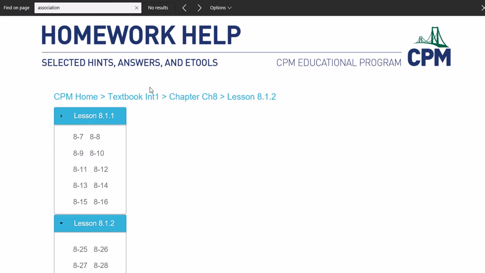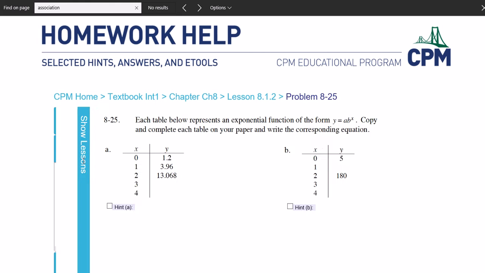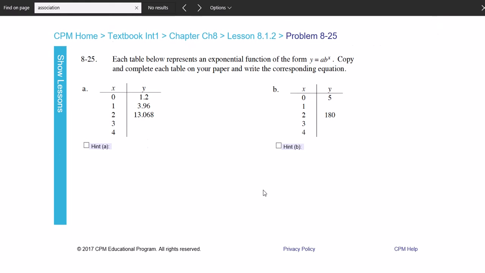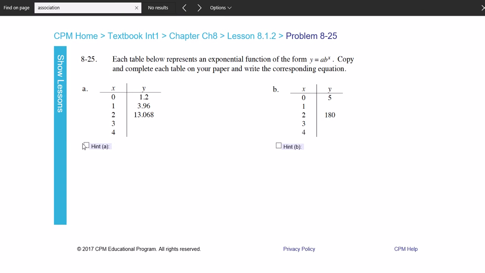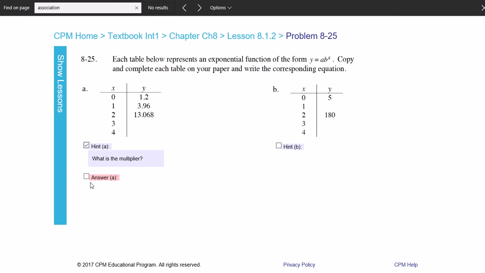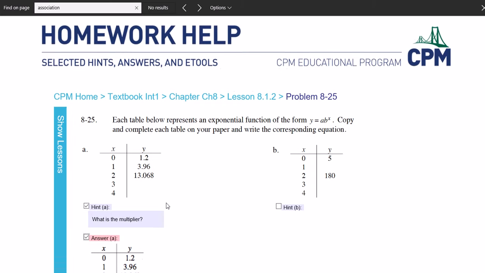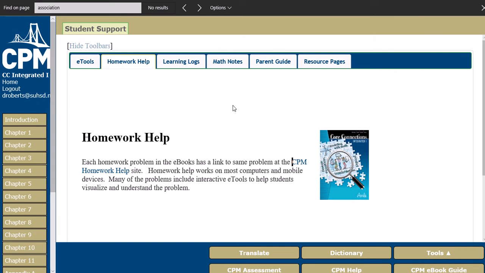homework problem. Now, the problem itself, if I look at it, the problem is here, right? This is the actual question. But I will see a lot of students just look at just the question here and realize that there's not much here, right? And you can get these hints, but you know, what is the multiplier? I don't know. I think there's a lot more to the book than just this. So, I'm not saying never use the homework help, but try to start with other things first and try and build understanding. And please, consider the parent guide, the math notes, and resource pages.